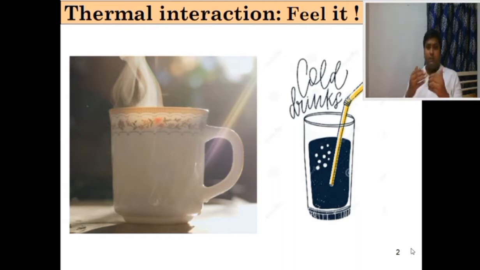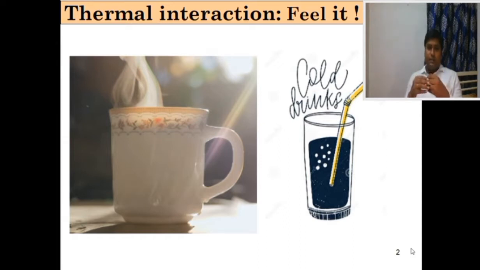So at the outset, I want to give you the feel of the subject, how thermal interaction takes place and how temperature behaves with its surroundings. I have taken a very interesting example that you can see on the slide: on the left side there is a cup of tea and on the right side there is a glass of cold drinks. Both are kept on the table, directly exposed to the atmosphere. So what will happen after some time?